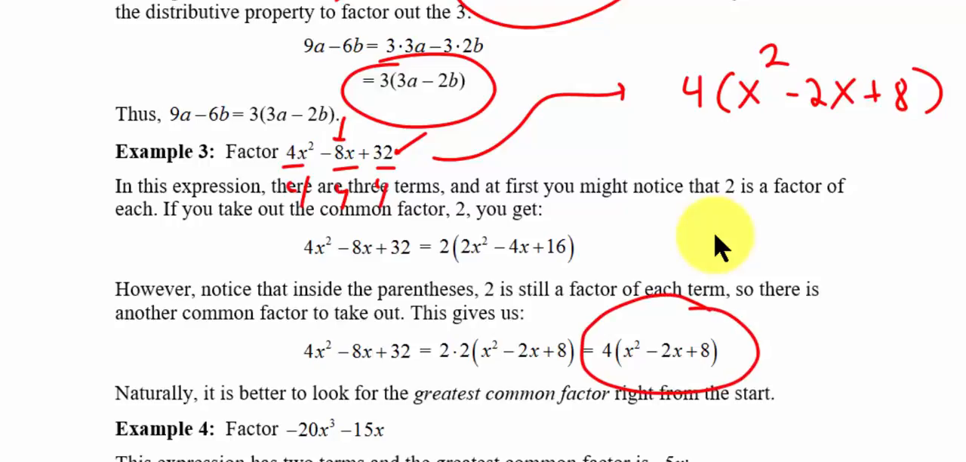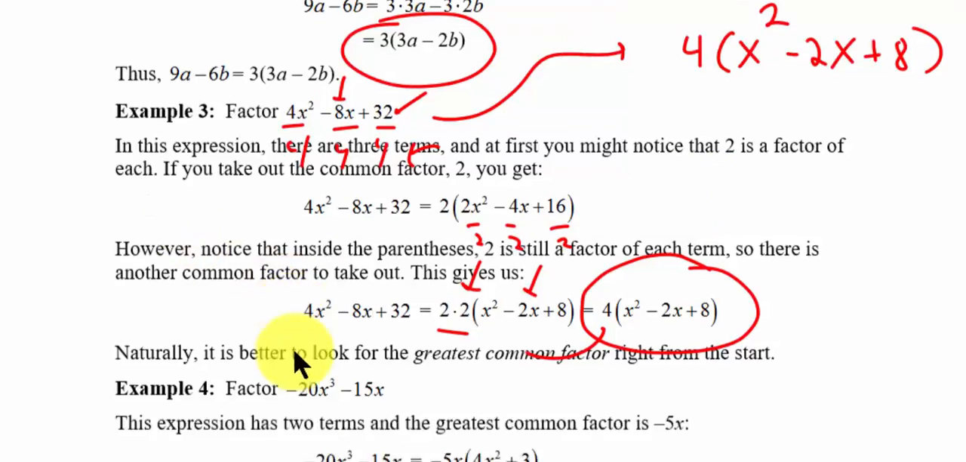Okay, and if you look, that's what they eventually end up with down here. See, they took out 2 instead of 4, which would work, but the problem is this 2, 4, and 16 can be reduced further. So they pulled out another 2, and when you divide each piece by 2, you end up with this. And so the 2 times 2 gives you the 4. So I think it's always better to save yourself these extra steps: factor out the biggest number that goes into each term evenly. So in this case, it was the 4.